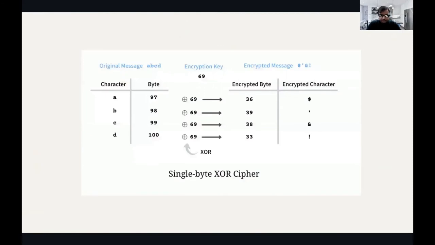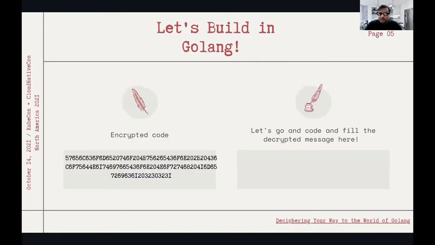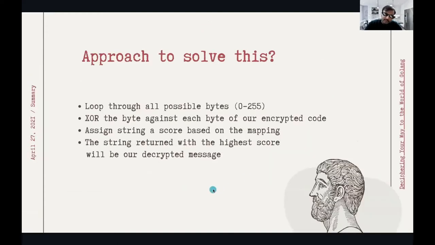Let's go back. We are getting close. So this is single byte XOR. This is how encryption is happening. That said, we know that this was a little bit of a reverse to what we wanted. This was encryption, but we want decryption. But now let's come to how to solve this.